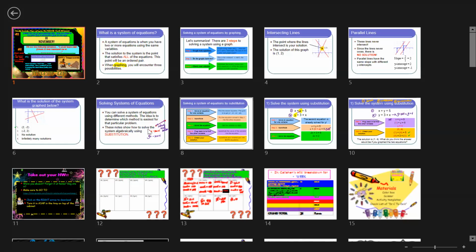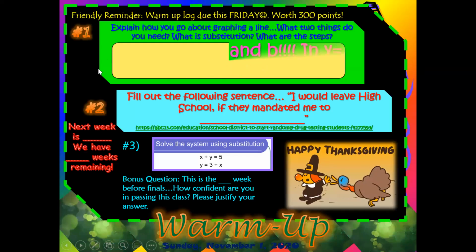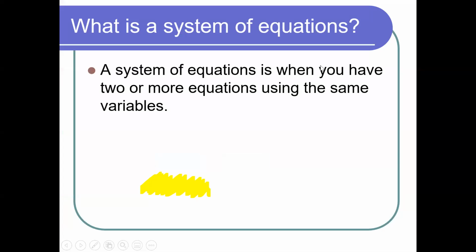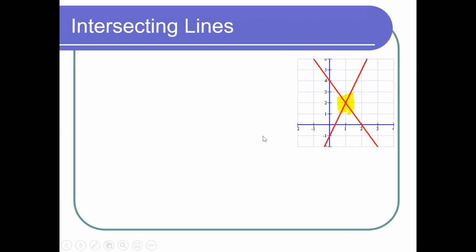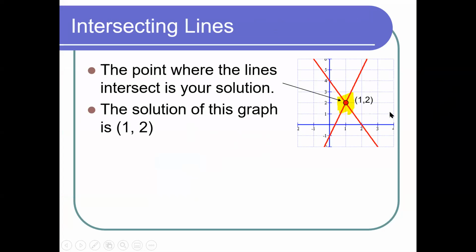All right, you guys, let's go ahead and get started. Looking at the question right here, the first question I had is, how do you go about graphing a line? Remember, in order to graph a line, you need to have it in y equals mx plus b form. First, you find the m and then the b, and then you graph the 2 lines, and wherever they crisscross, that is your answer. For example, with these 2 lines, they cross at (1, 2), so that is your answer.